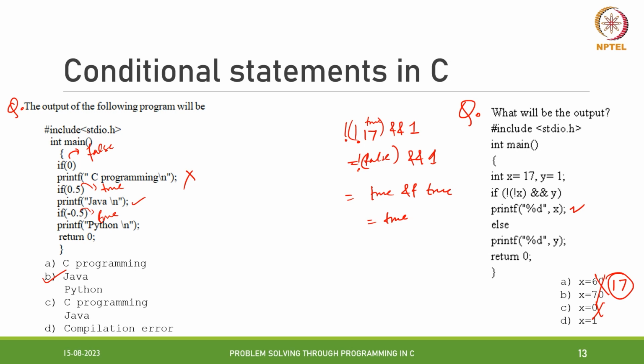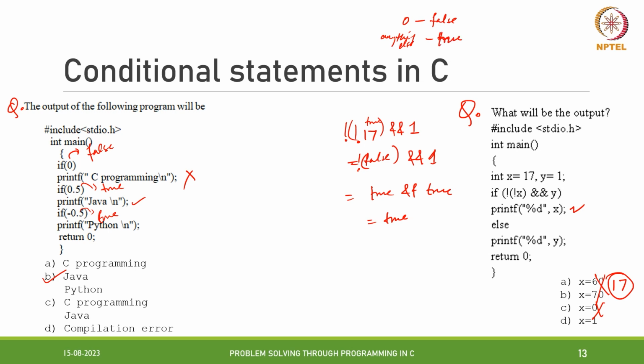So this was what we had written, right? I've just put the values here. So not of 17. What is 17? So anything other than 0. 0 is false. Anything else is going to be true, right? I told you that before.